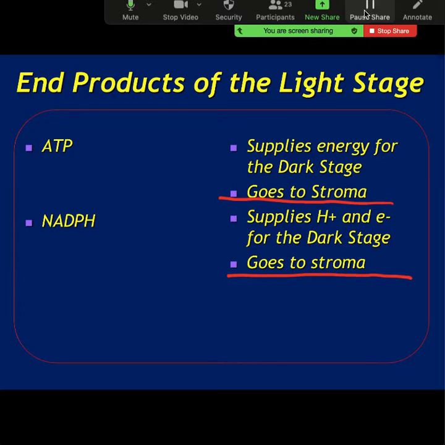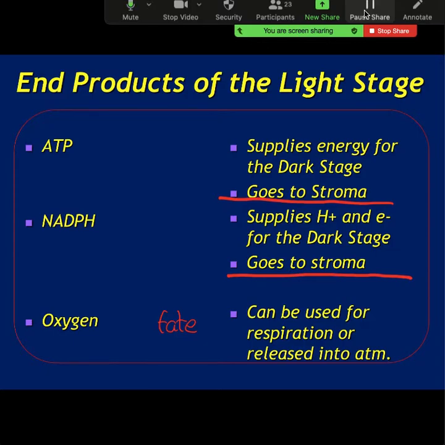And there's one other thing that's made in the light stage. What is it? Oxygen. Yep. And what is the fate of oxygen? What happens to it? It's used in respiration. Is one. And second thing? It goes into the atmosphere of the air. It does. So it can be used for respiration or released into atmosphere.